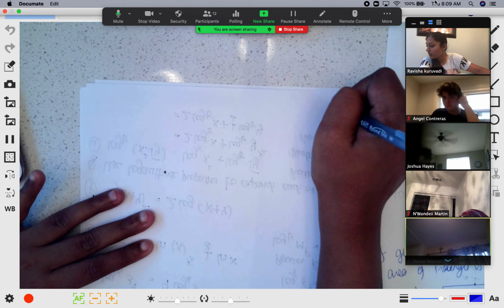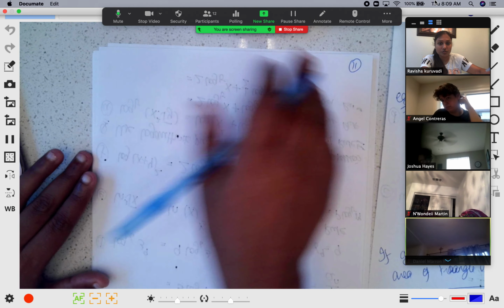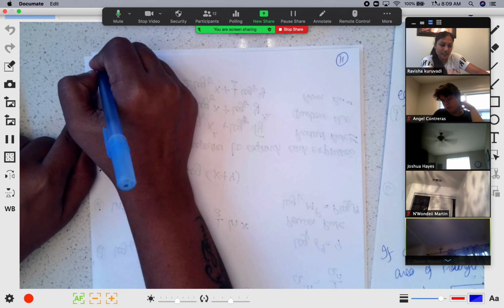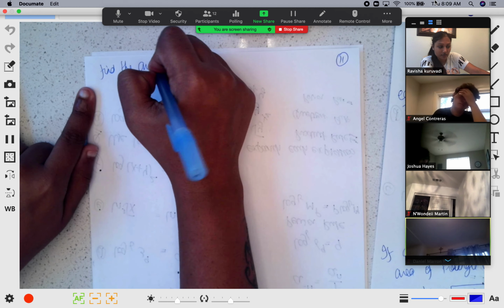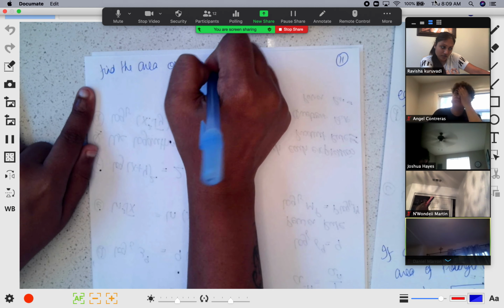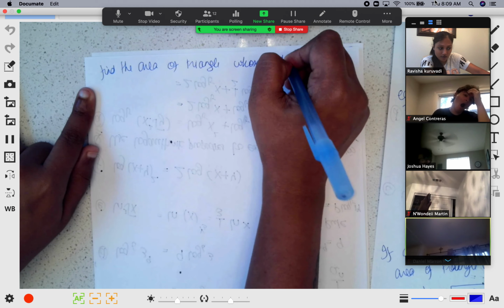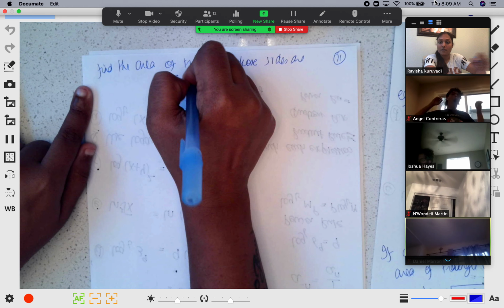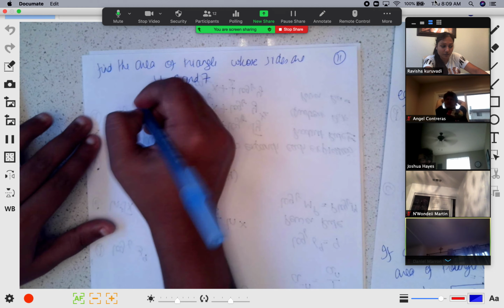We are not doing the derivation for this one, so you don't need to do the derivation. It says find the area of a triangle whose sides are 4, 5 and 7.